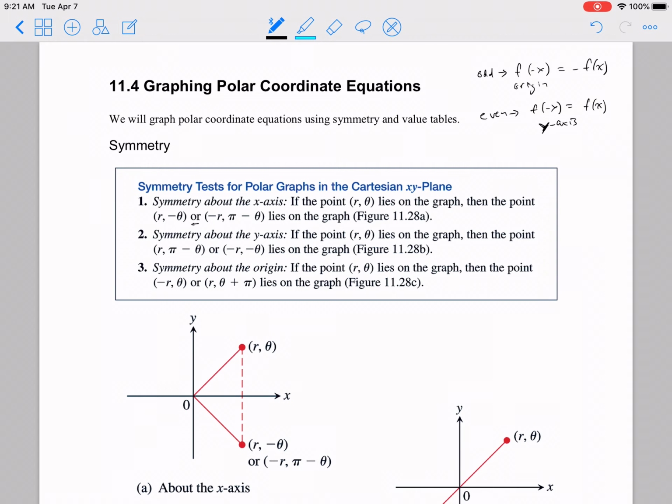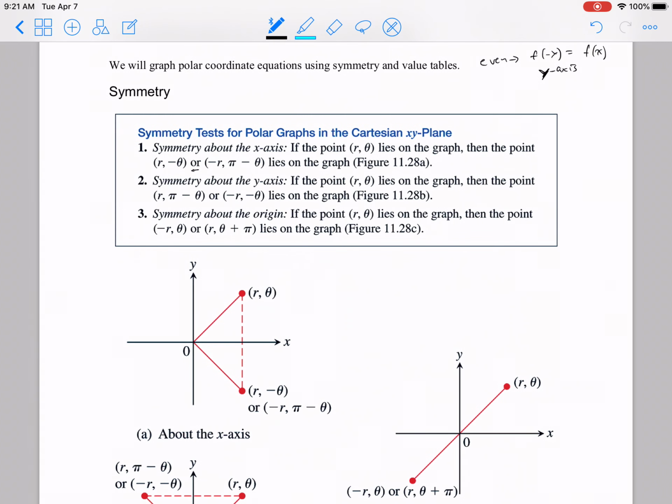So if you look at the figure, you can see right here where we have r, theta, and then if we do negative theta instead of theta, we end up getting the same point but mirrored. And that would work over here too, if we had some angle theta, and we could come around to negative theta with the same radius, and then we'd have that mirror image across there as well. That's our symmetry across the x-axis.